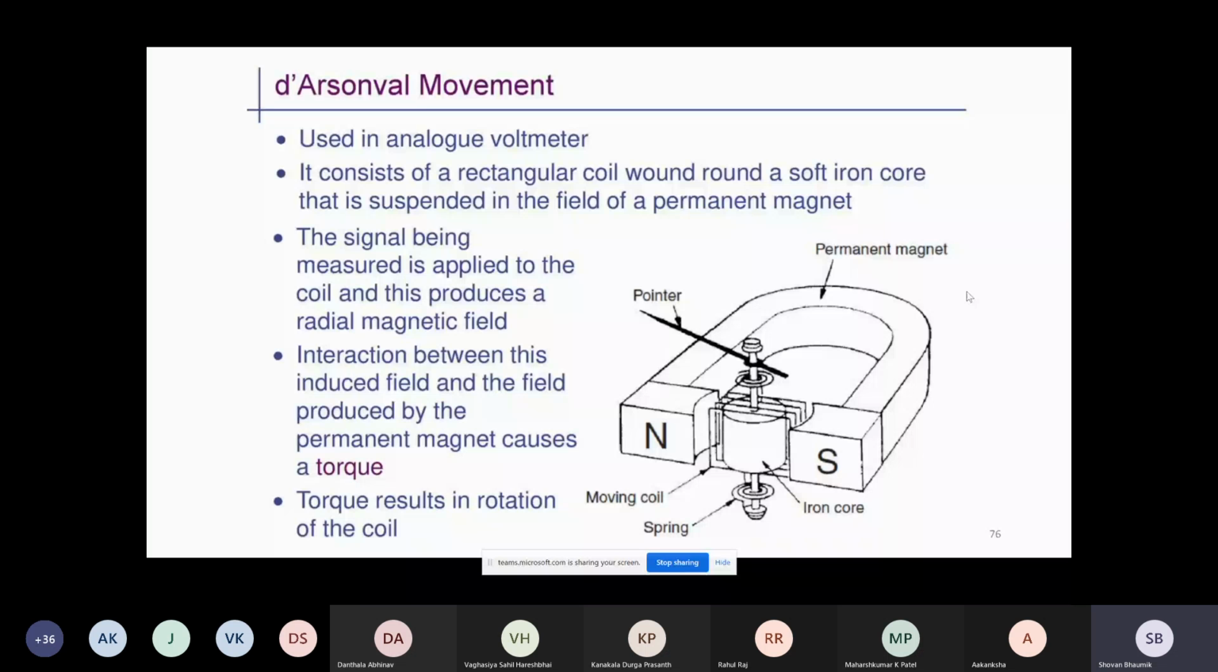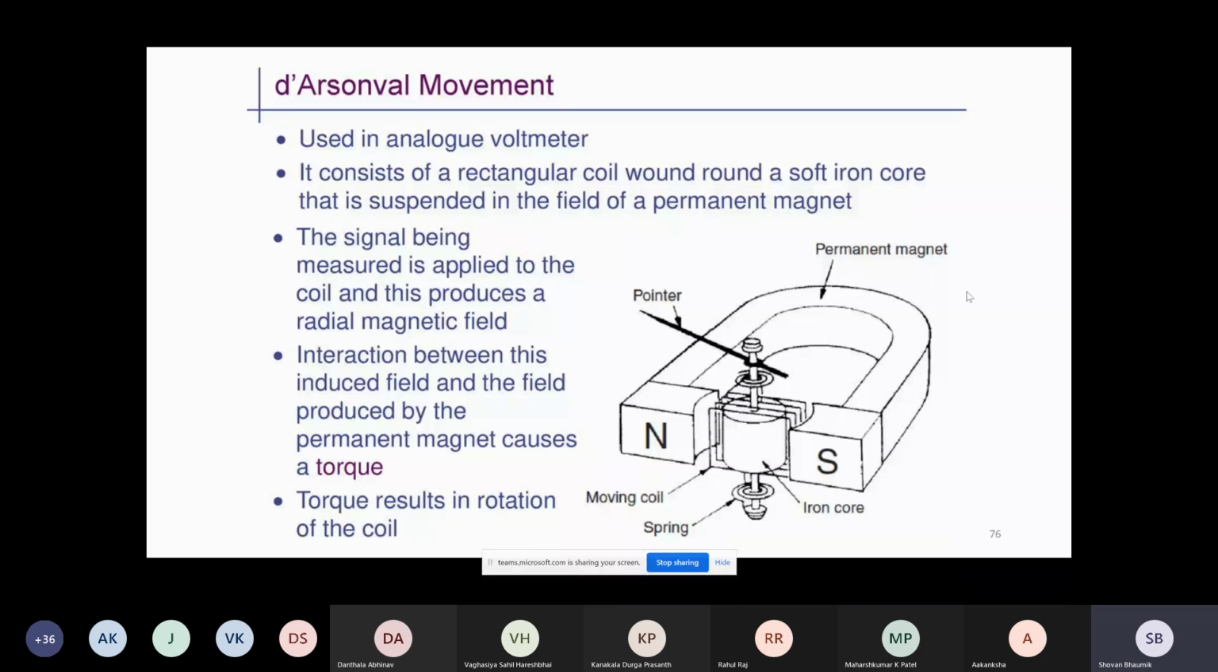So again I am reading. It consists of a rectangular coil wound around a soft iron core that is suspended in the field of a permanent magnet. The signal being measured is applied to the coil, and it produces a radial magnetic field. The interaction between the magnetic field of the permanent magnet and the magnetic field created by the flow of current deflects it.